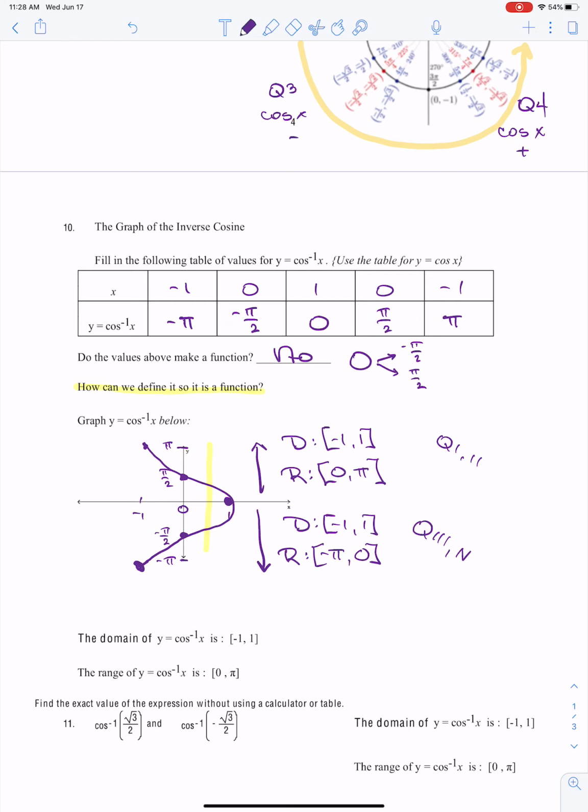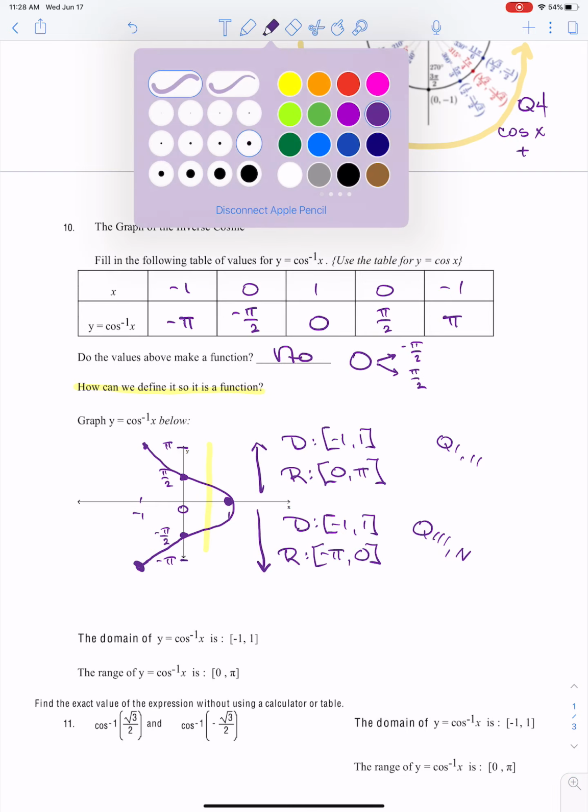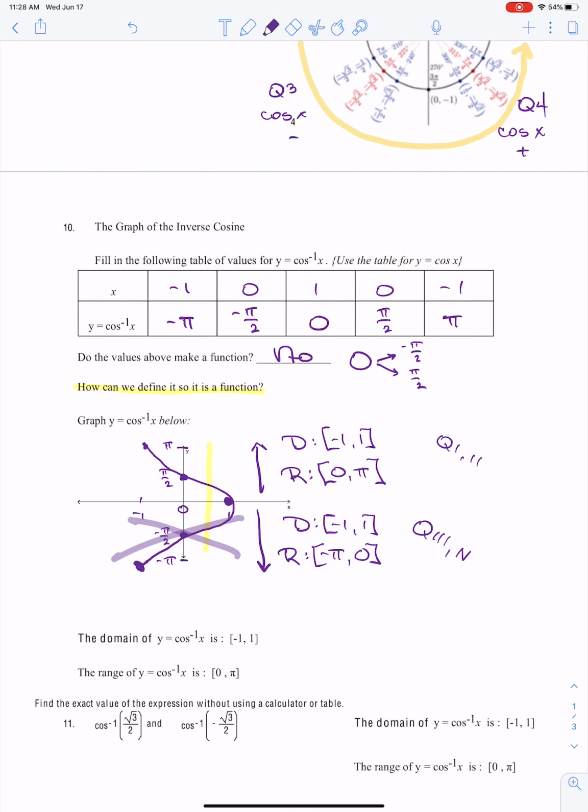So there's duplicates here, right? I don't need both halves. I just need to hit half the circle to get all of the cosine values. Since we like keeping things positive, we are going to focus on quadrants 1 and 2. So we are going to define inverse cosine so that it returns a value between 0 and pi.